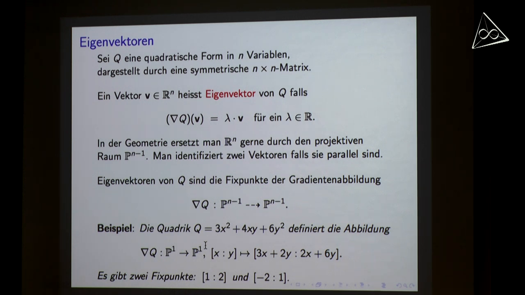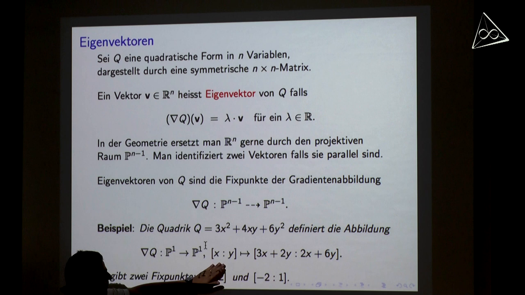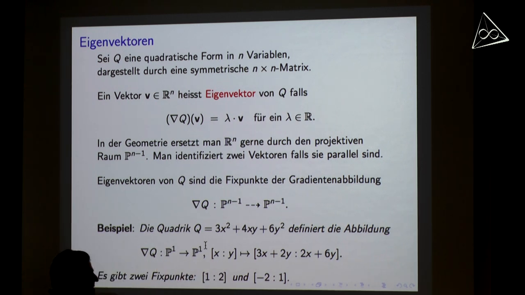Let's do an example. So here's the quadric in the two variables we had before. Now we're identifying two vectors of length 2 if they're the same up to a global constant. Then the gradient map goes from the projective line P1 to itself, and it's the usual linear map described by the matrix. It takes a point (x, y) in the projective line and maps it to (3x + 2y : 2x + 6y). And this map has two fixed points, with coordinates (1, 2) and (-2, 1). These fixed points are real by the miracle known as the spectral theorem, and by definition, these are the eigenvectors or eigenpoints of the quadratic form.